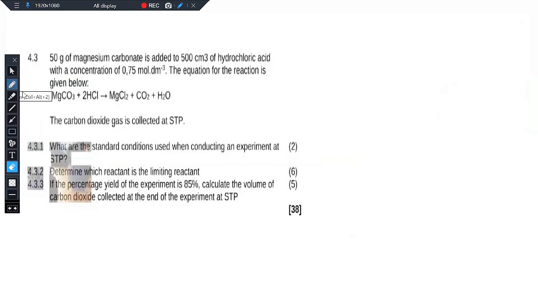We have, if the percentage yield of the experiment is 85%, calculate the volume of carbon dioxide collected at the end of the experiment at STP. So the percentage yield is 85%. Now they say calculate the volume of what? Carbon dioxide. So this is all about having to calculate the percentage yield of the carbon dioxide. So we already have determined that our hydrochloric acid here is the limiting reagent.